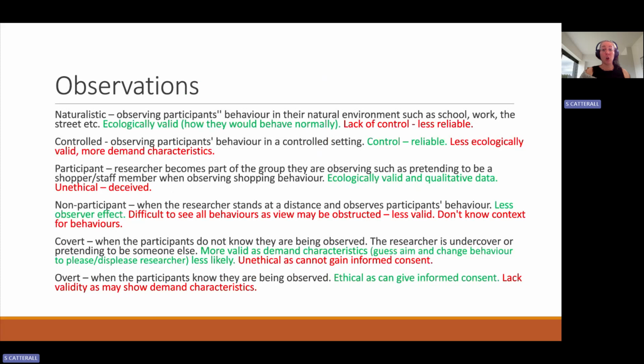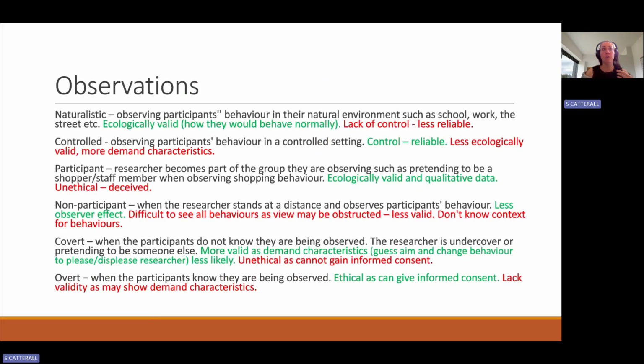And we get lots of qualitative data because with the participant observation, you get really close to the person you're observing, so you can see the context of why they're behaving in that way. So that's a little bit more helpful, but quite unethical if you deceive them because you're lying about who you are. You're kind of dressing up as somebody else, for example. And a non-participant observation is where you're not part of the group, so you're at a distance.